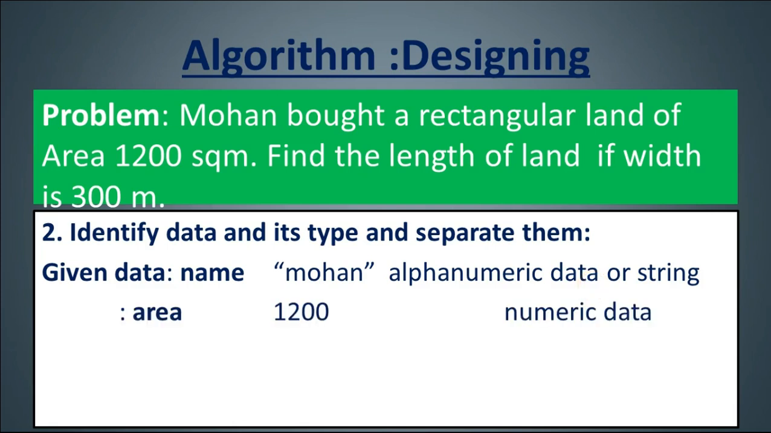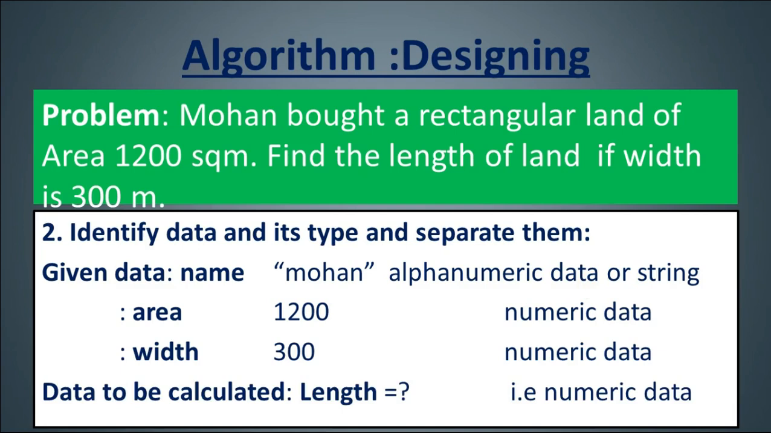So Mohan is an example of data, and then area 1200 is also given, that is numeric data. Thereafter width is also given to you, that is 300, numeric data. Calculation can be performed on these. Now the data which has to be calculated is the length. The length has to be calculated.